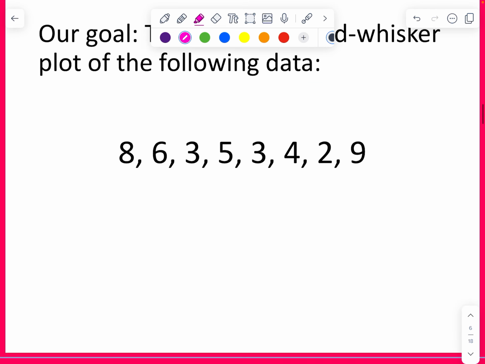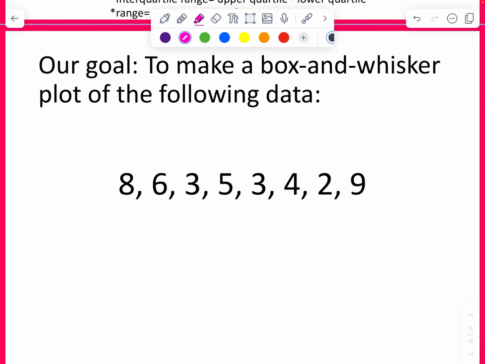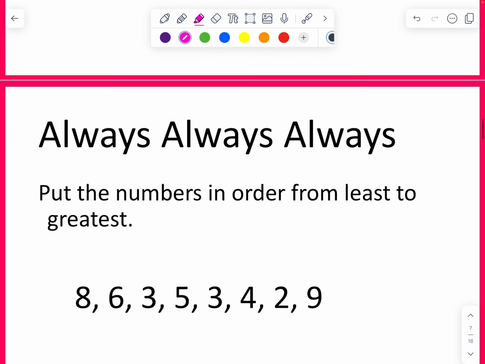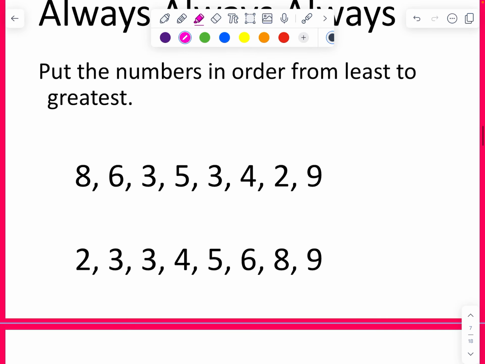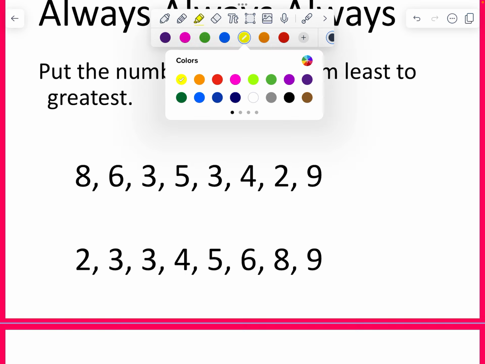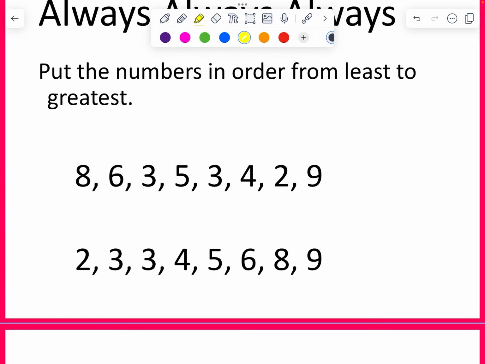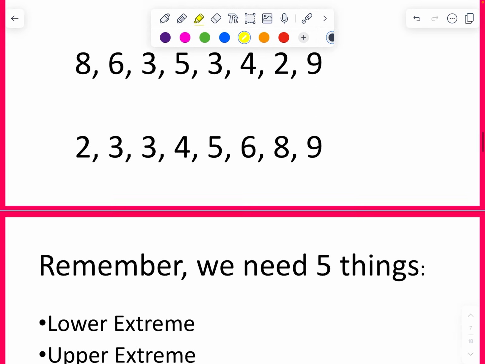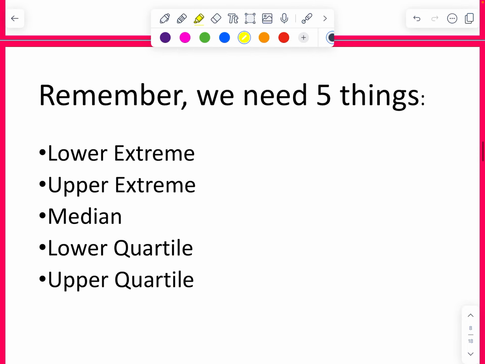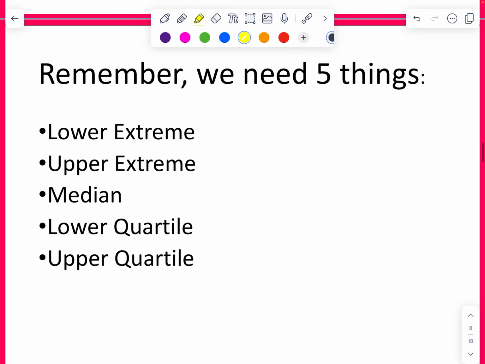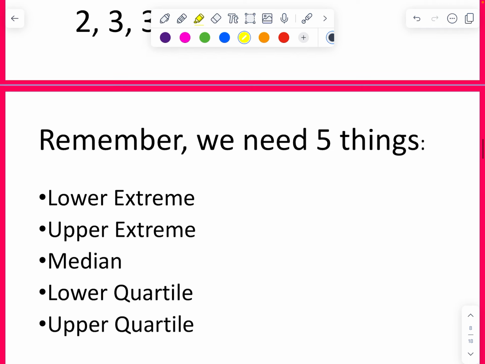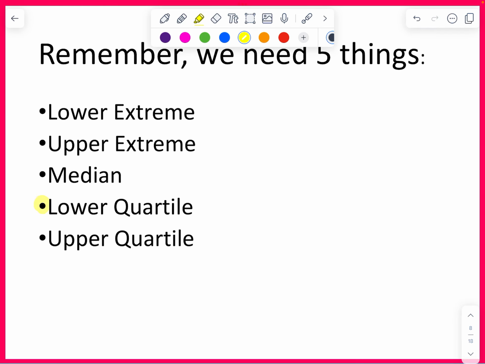So our goal is to make a box and whisker plot of this data, 8, 6, 3, 5, 3, 4, 2, 9. We have to put these in order from least to greatest. Rewrite yours from least to greatest. And we're going to need 5 things. Lower extreme, upper extreme. Well, those are pretty easy. Median, also pretty easy. Now, the new ones are my lower quartile and my upper quartile. I will show you how to get these.